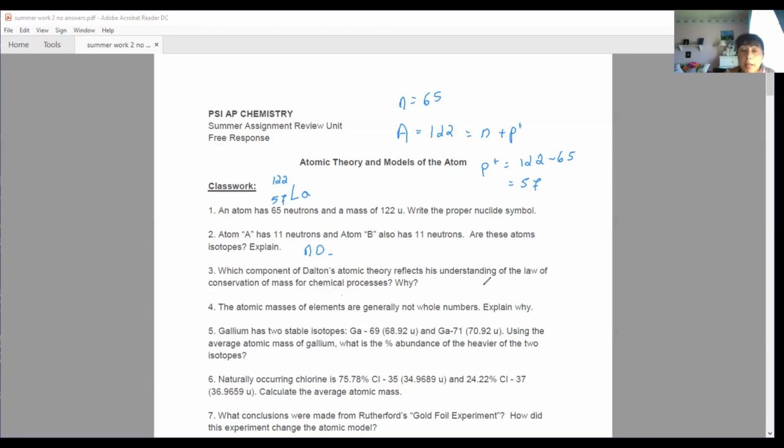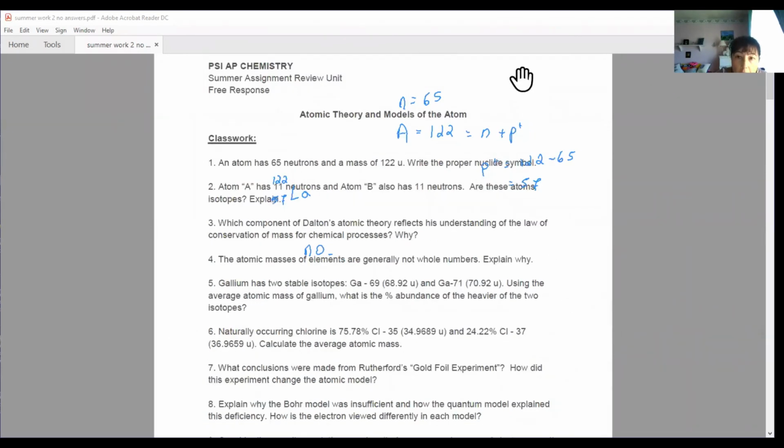Number 4, the atomic masses of elements are generally not whole numbers. Explain why. So the atomic mass is basically the number that you read in the periodic table. So as we said, you have isotopes of the same element, right? So when you average them according to the weight and the abundance of those particular isotopes, when you do the calculation, you have decimals, okay? So those are not whole numbers. So let's clear this up.